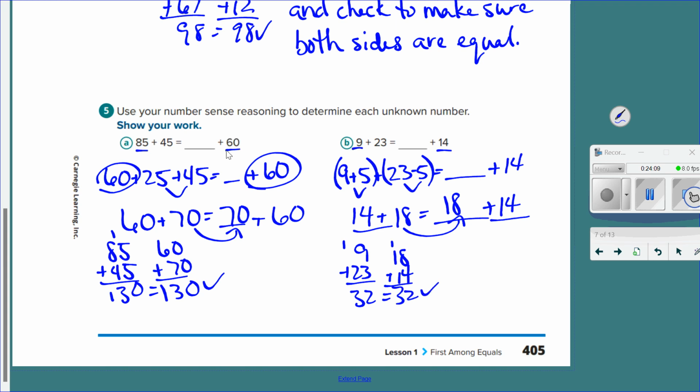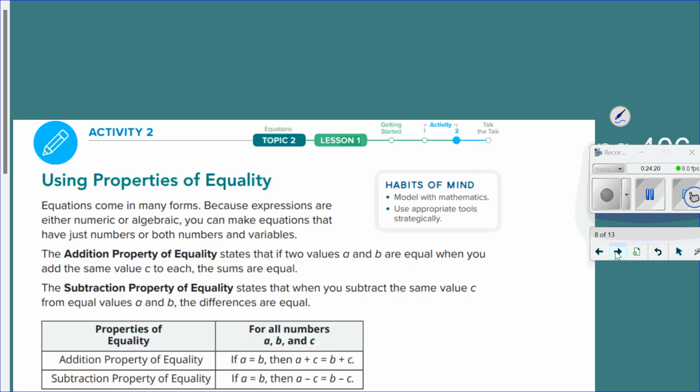So again, there's lots of ways to get the correct answer. Choose one that works for you. Okay, now we'll go to the next page and start on our vocab. Watch your highlighters.